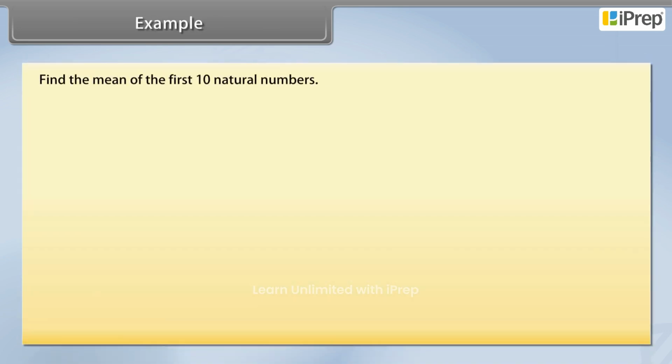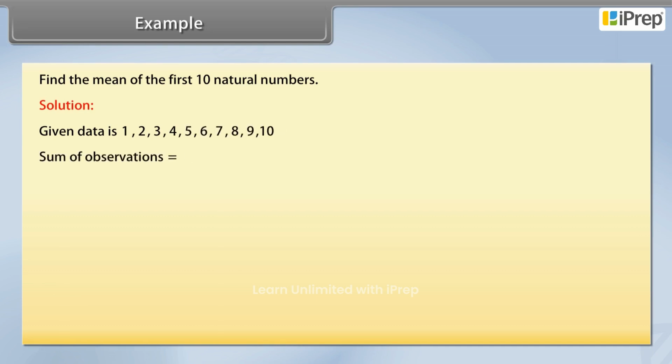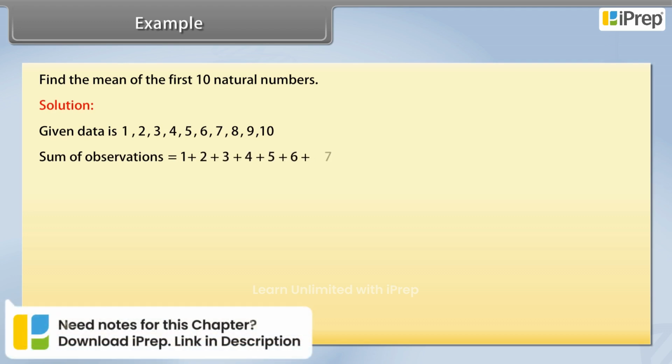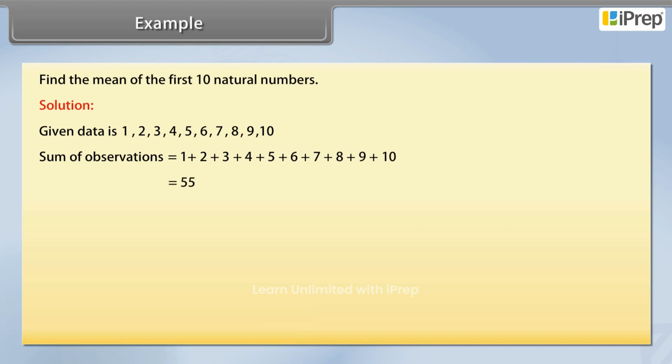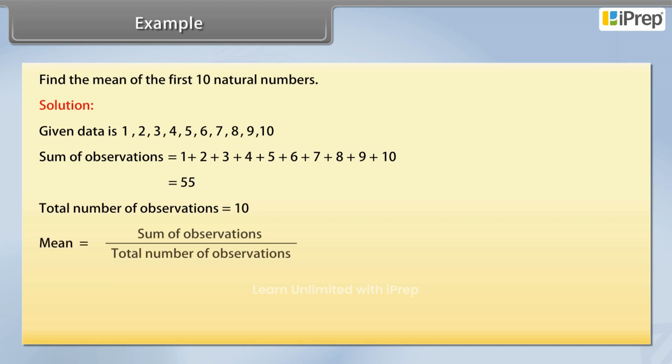Example. Find the mean of the first 10 natural numbers. Solution. Given data is 1, 2, 3, 4, 5, 6, 7, 8, 9, 10. Sum of observations is equal to 1 plus 2 plus 3 plus 4 plus 5 plus 6 plus 7 plus 8 plus 9 plus 10 equals 55. Total number of observations equals 10. Mean is equal to sum of observations divided by total number of observations, equals 55 by 10, equals 5.5.